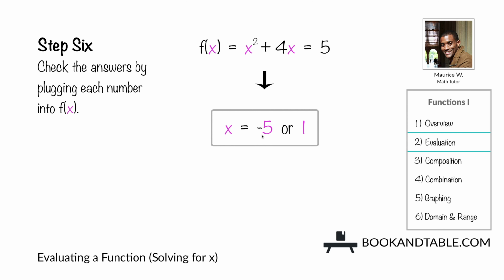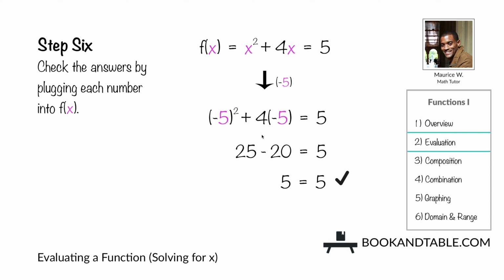So when we plug in -5 into f of x, we get -5 squared plus 4 times -5 is equal to 5. Remember in the original question it said f of x is equal to 5. So -5 squared is 25. 4 times -5 is -20. 25 minus 20 is equal to 5, giving us the true statement 5 is equal to 5, confirming that -5 is one of the values for x.